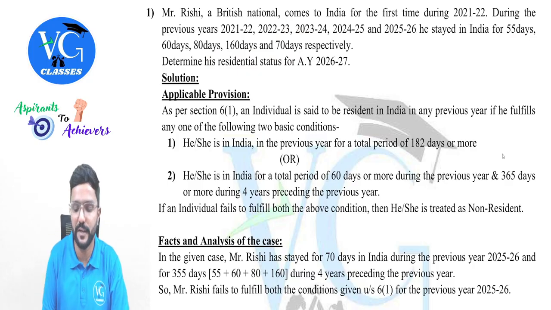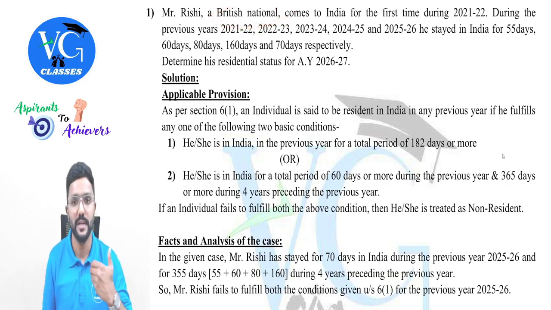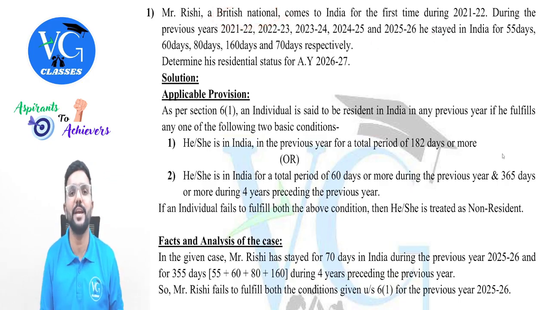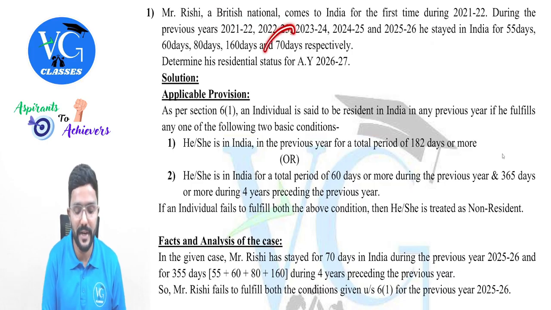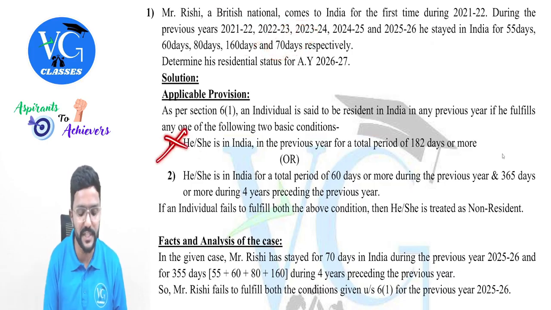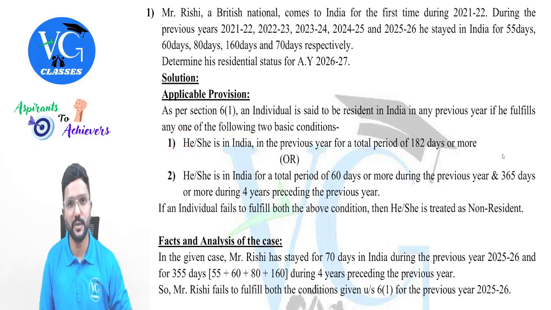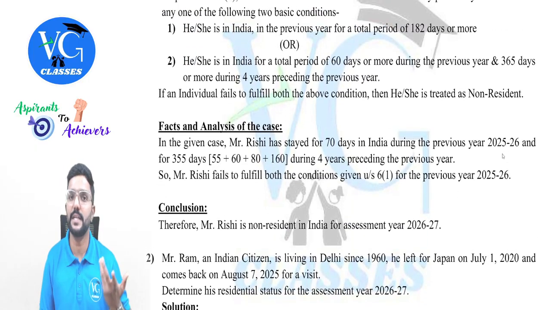Guys, first thing I need to check, is he covered in the explanation? No, because he is a British national. Okay, sir. Then, during the previous year, how many days was he in India? For 70 days. So that means straight away, the first condition is ruled out. For him, is the second condition applicable?